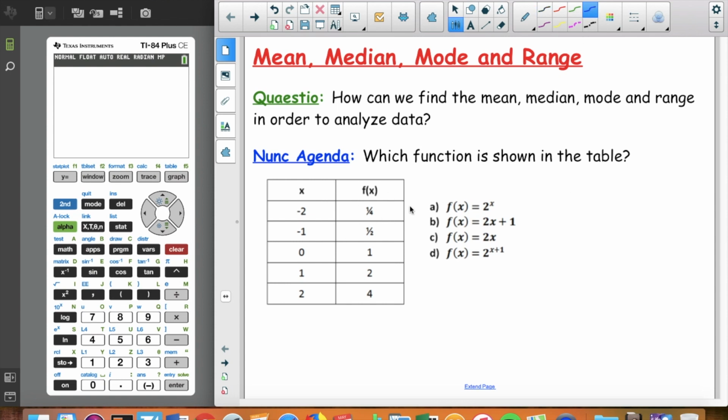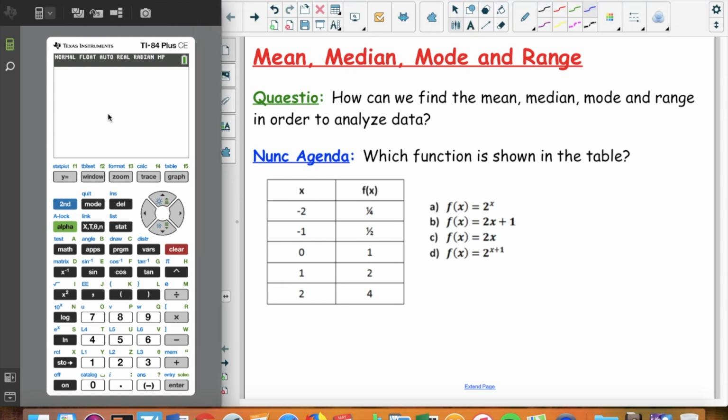So in the do now, it says which function is shown in the table. They give us a table of values, and they give us 4 functions to choose from. You can do it a couple ways. You could take this x and plug it in, but the easiest way is just to use your calculator. They have a table, they have a function, so that means we should be going to y equals. So let's try answer choice A, 2 raised to the x.